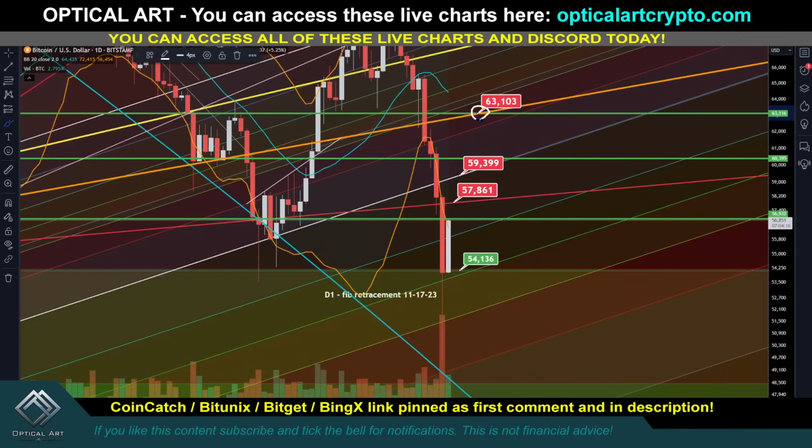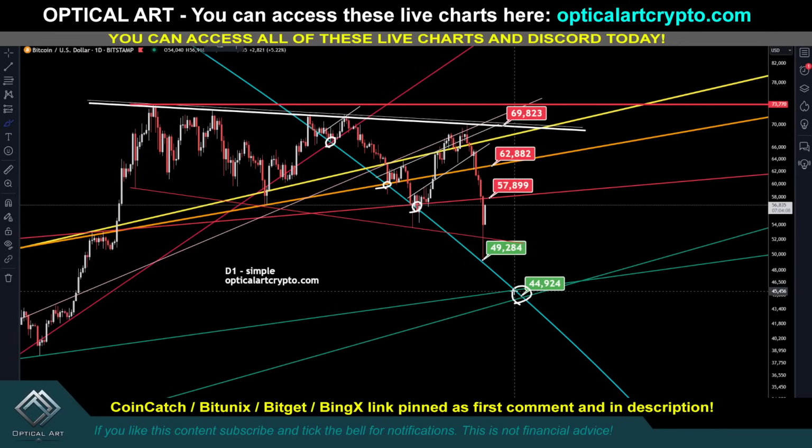So we covered that if we break back below 54,136, my target, as I said, will be this 44,900 to 44,500. But let me show you some of these altcoins, guys.